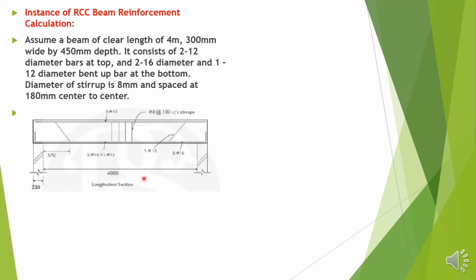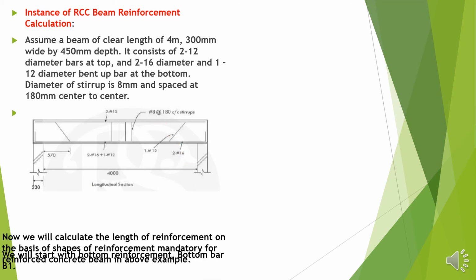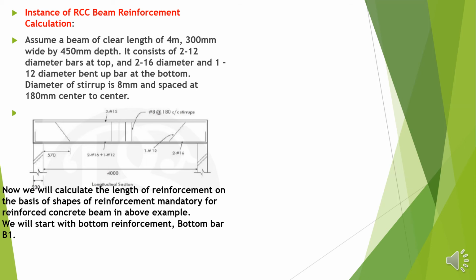Here you can see all the details that I have given. A 4 meter beam, this is a 1 12 dia crank bar, 2 16 dias, and this is the top bars of 12 dia, 8 dia stirrups at 180 mm center to center.